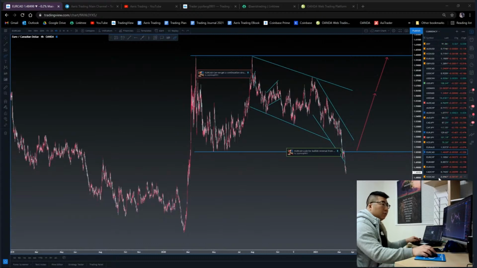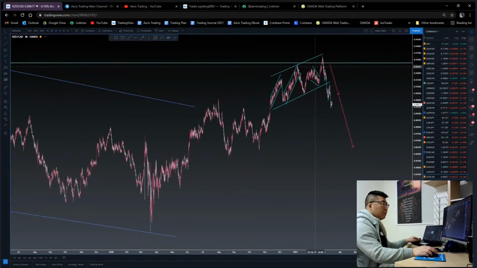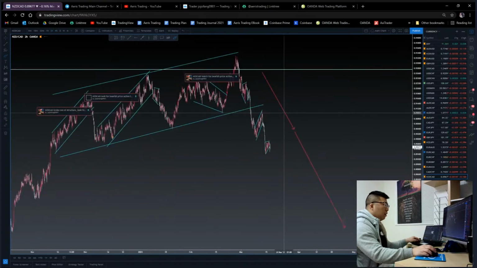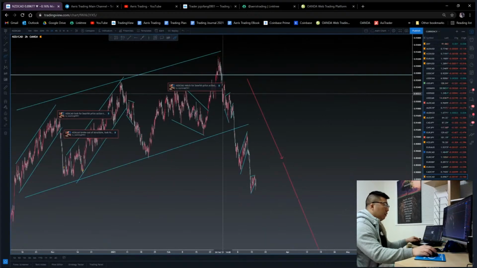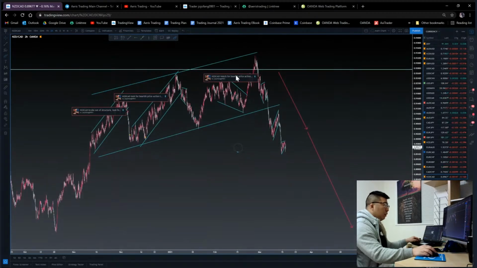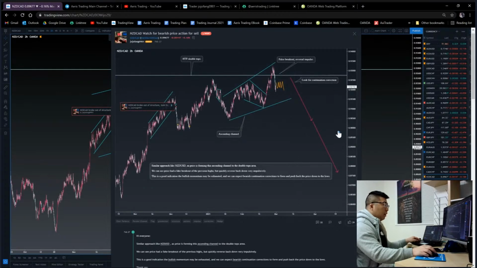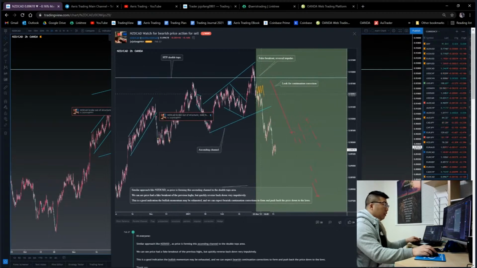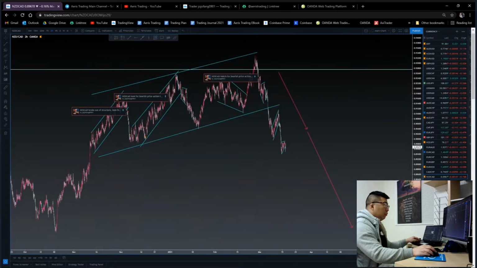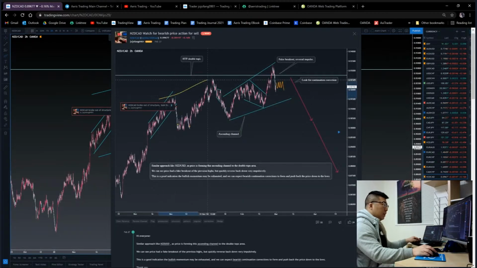Moving on, let's talk about a few more Kiwi pairs to wrap it up. KiwiCad, some of you guys got on Telegram. I think a bunch of you guys probably got in on KiwiCad. But I think KiwiCad is pretty clean, right? Pretty clean that we broke out. We broke all of this ascending channel. This is the ascending channel that we have, right?